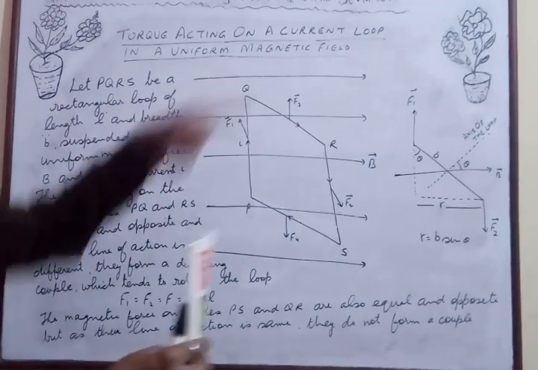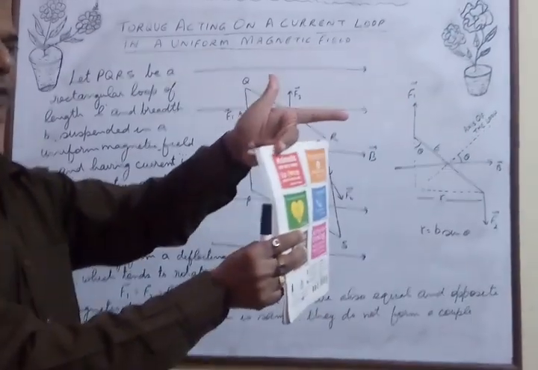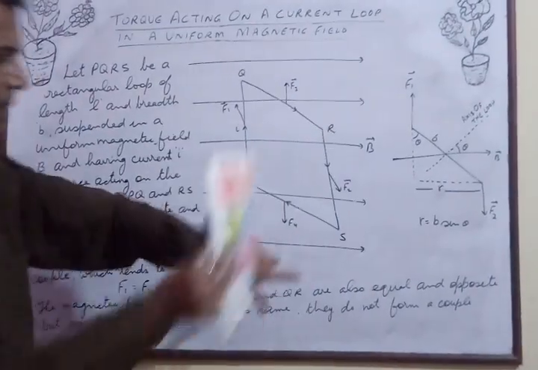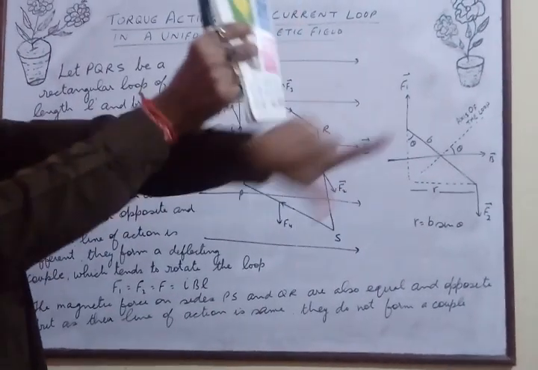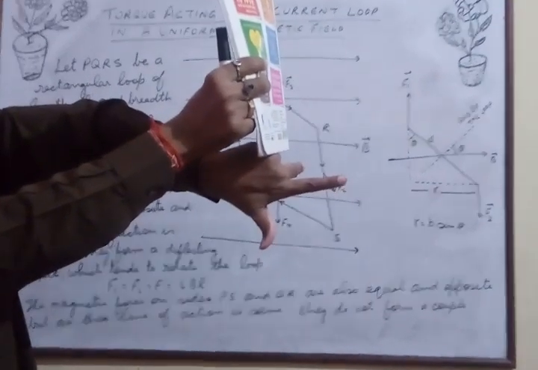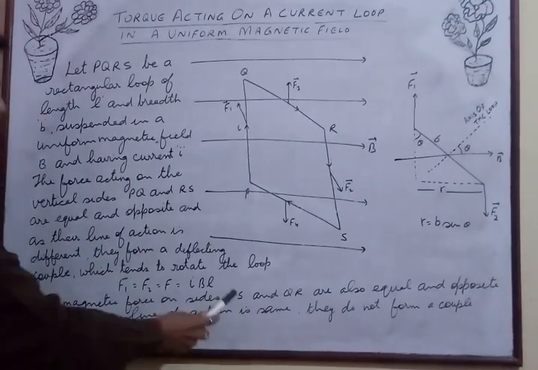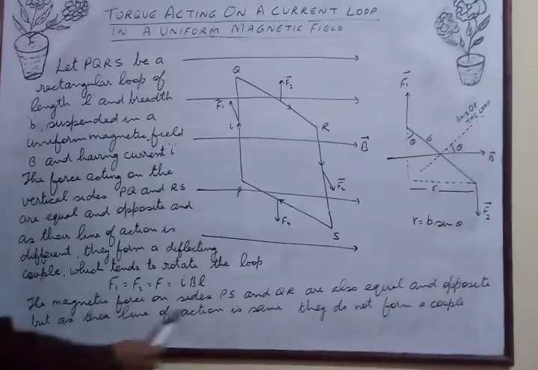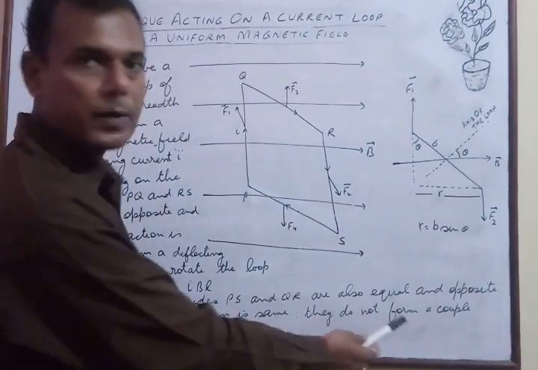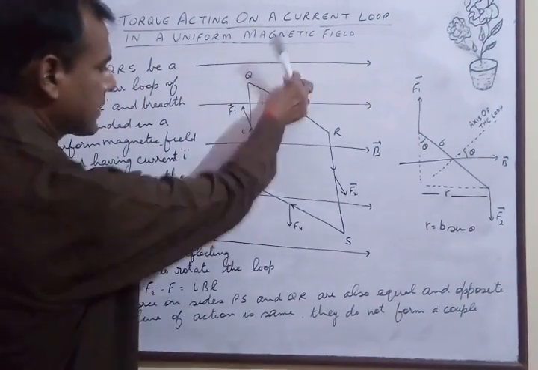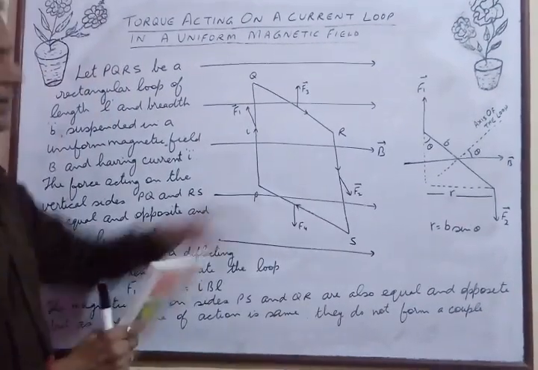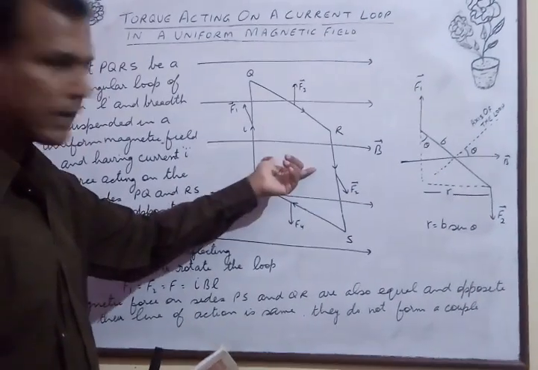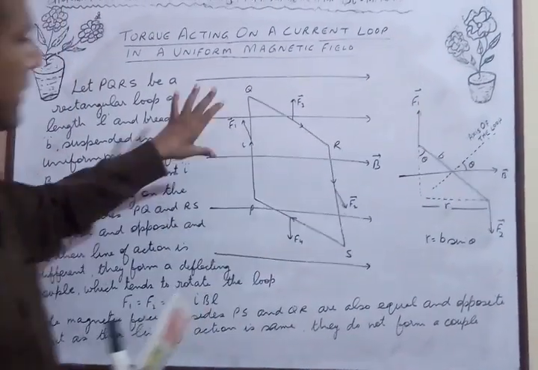Now the force acting on QR, let us see. It is upward, F3, and similarly on the side SP it will be downward. Magnetic field is this side, current is this side, downward. So the magnetic forces on sides PS and QR are also equal and opposite, but as the line of action is the same, they do not form a couple and they cancel each other. But F1 and F2, the line of action is different, so they form a couple and a torque acts on the rectangular loop.